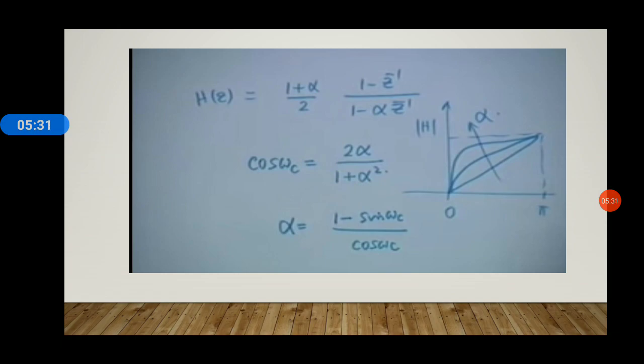And the characteristics would be more towards ideal if we go on increasing alpha in the direction shown. Here also omega c would be cos inverse of 2 alpha by 1 plus alpha square, from where alpha would be the same as before, (1 minus sine omega c) by cos omega c.